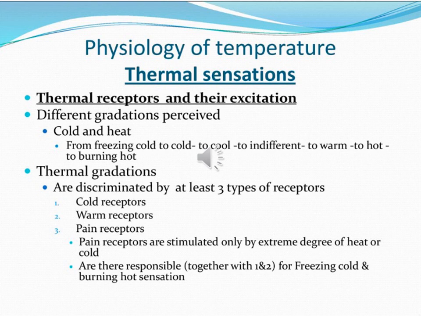These different grades of temperature that we discriminate depend on three types of receptors. Number 1, cold receptors. Number 2, warm receptors. And number 3, pain receptors. The pain receptors are only stimulated by extreme degrees of heat or cold. And these pain receptors, along with the cold and the warm receptors, are responsible for us feeling freezing cold and burning hot sensations.